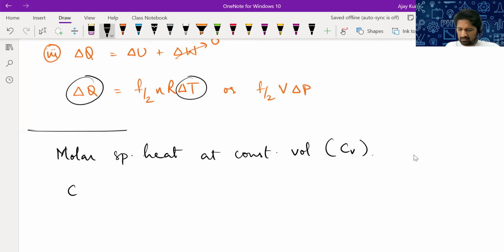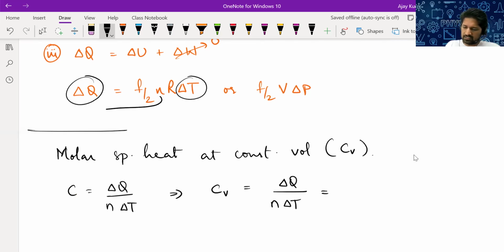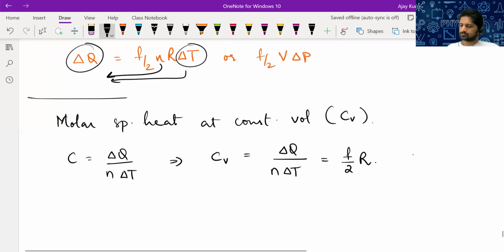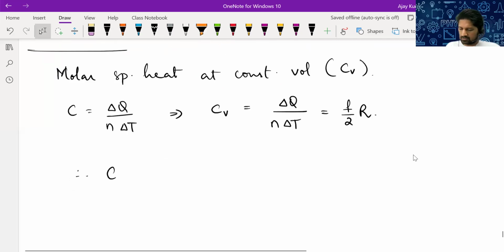Now, C generally is delta Q by N delta T. Now, in this case, it becomes delta Q divided by N delta T, and it becomes equal to what? If you send N this side and delta T this side, what will you be left with? F by 2 multiplied with R. Therefore, CV of any gas is given by the formula F by 2 multiplied with R.